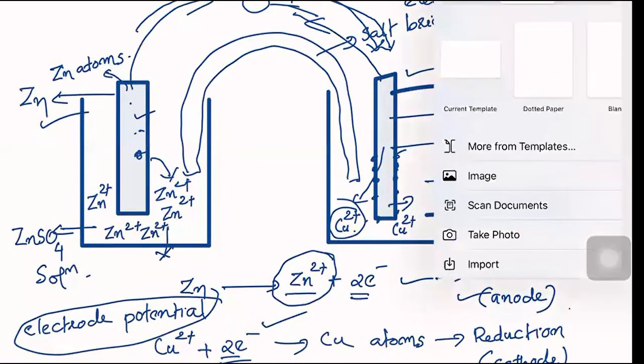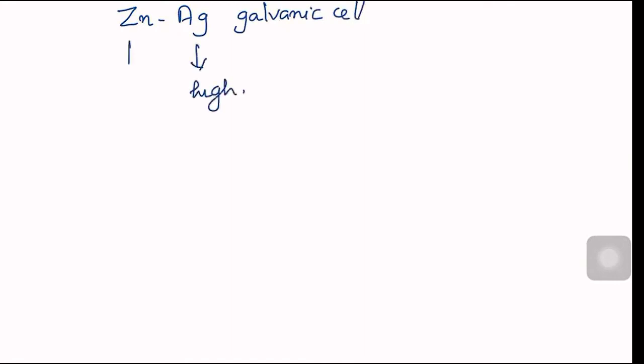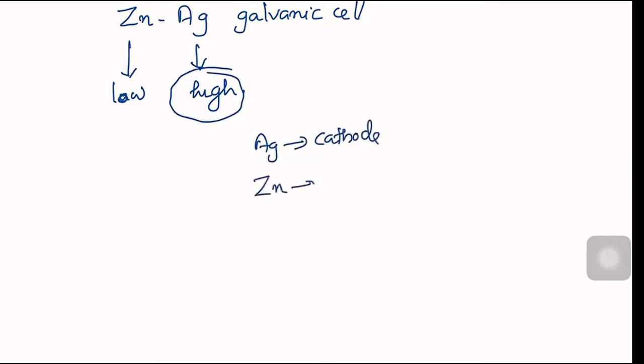We will take another example. I am going to make a zinc silver galvanic cell. Silver is having high electrode potential compared to zinc. Obviously, who will be acting as cathode here? Whoever is having higher electrode potential will act as cathode. So silver will act as cathode and zinc will act as anode.